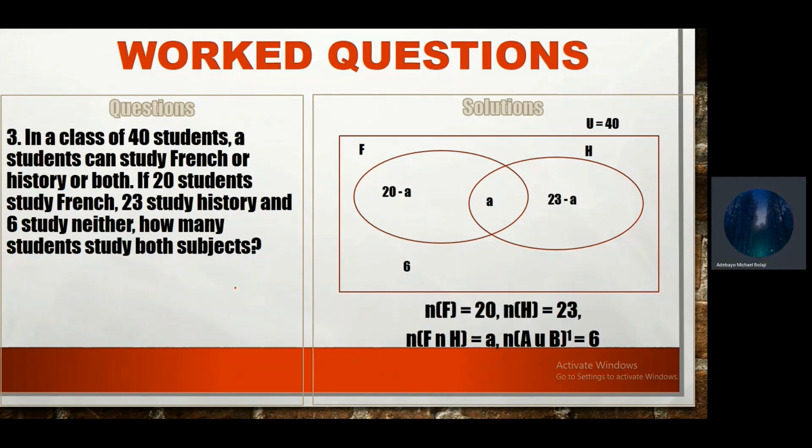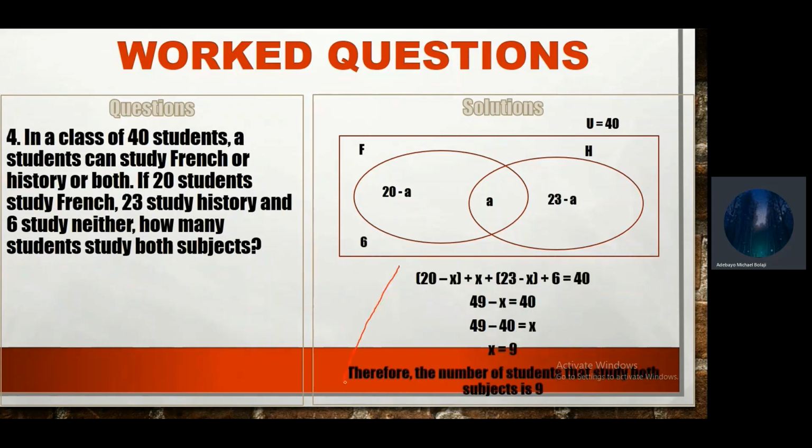Okay. So I think this is the real solving here. This is the actual solving. Let's continue to our next question.